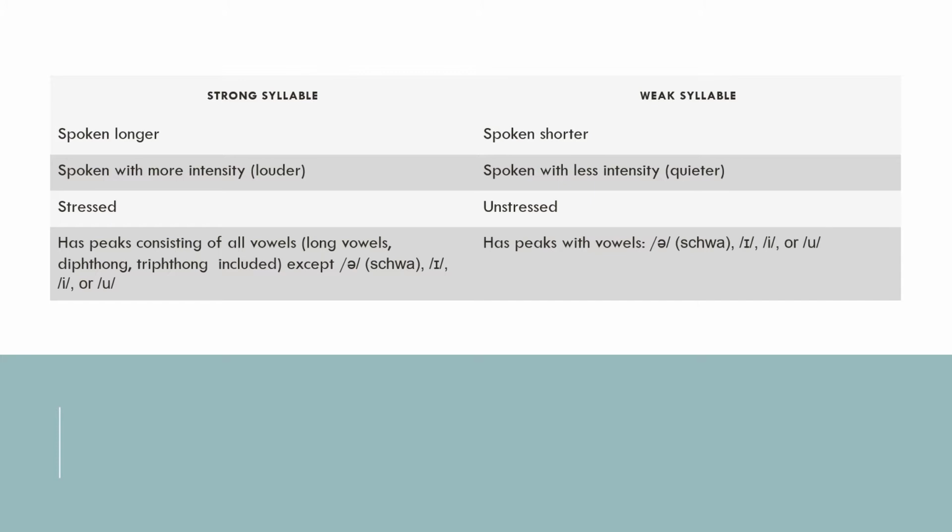A strong syllable has peaks consisting of all vowels, including long vowels, diphthongs, and triphthongs, except the vowels that belong to weak syllables. The weak syllable has peaks with vowels schwa, i, and u.